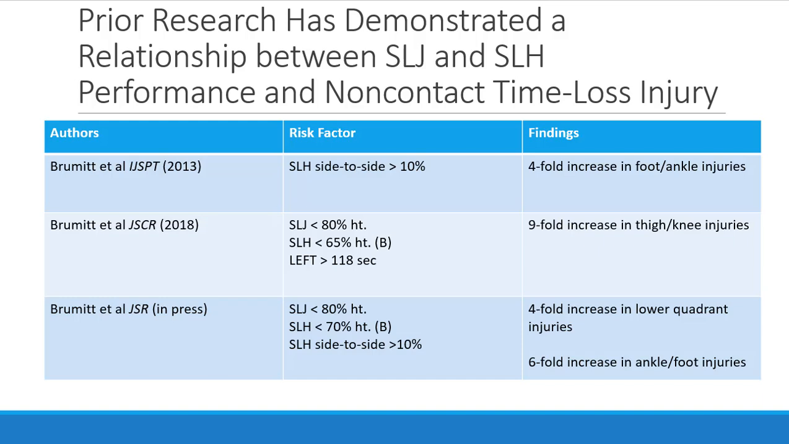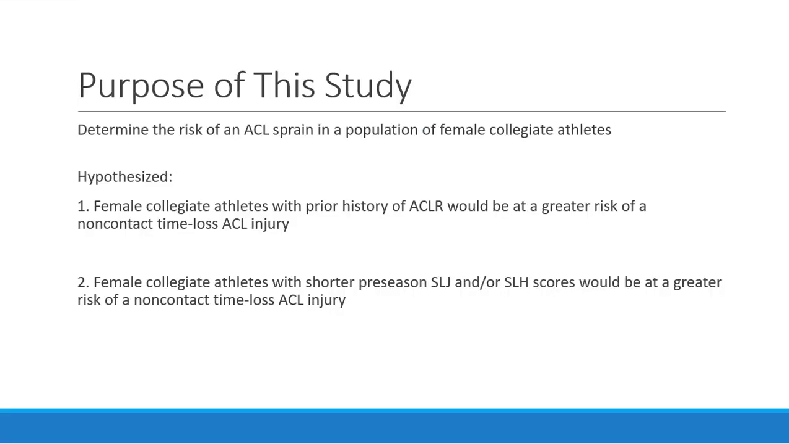And looking at female collegiate level volleyball players, a profile of less than 80% of their height doing the standing long jump, less than 70% of their height doing the single leg hop bilaterally, and a side to side asymmetry greater than 10% when doing the single leg hop was associated with a fourfold increase in lower quadrant injuries and a sixfold increase in foot and ankle injuries. So these tests have illustrated people at a potentially greater risk of injury.